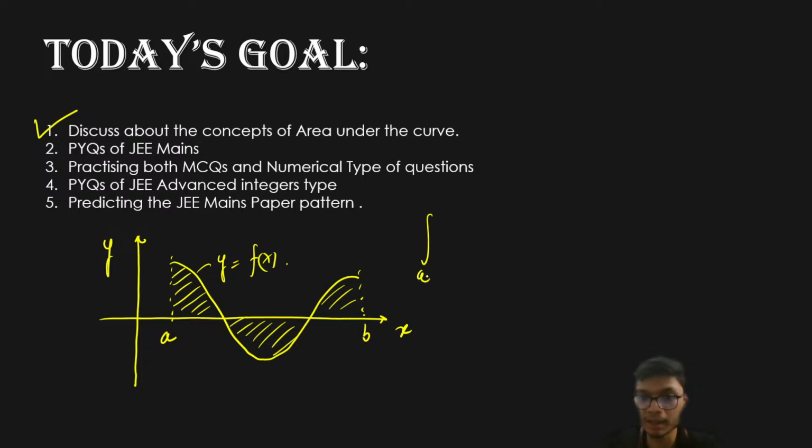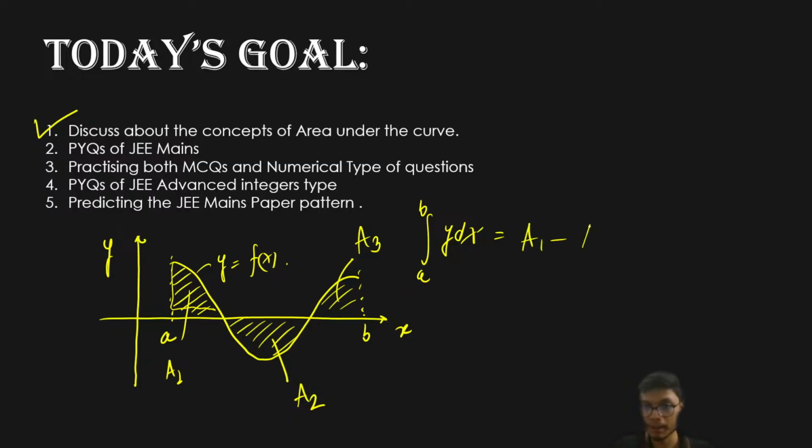And if I integrate this curve, if I integrate this y function with respect to dx, and I do it as a definite integral, and let us say this part of the area is given as capital A1, this part of the area is given as A2, and this particular part of the area is given as A3. Now, when you calculate the definite integral, the solution is going to be A1 minus A2 plus A3, right?